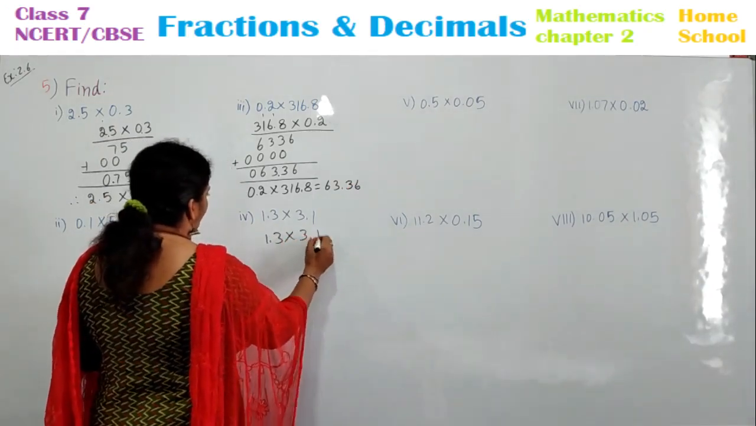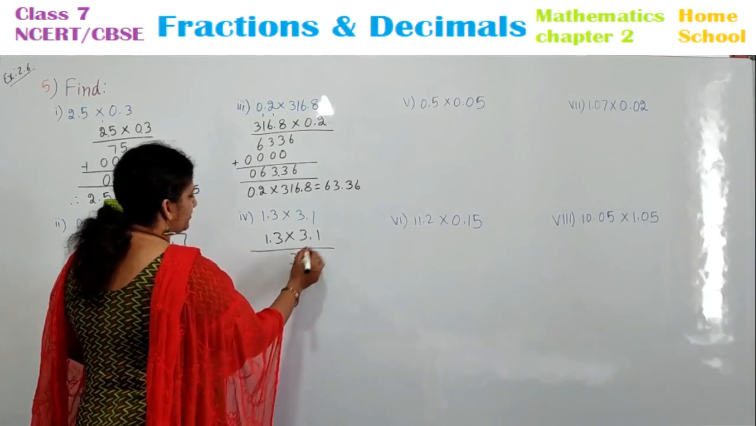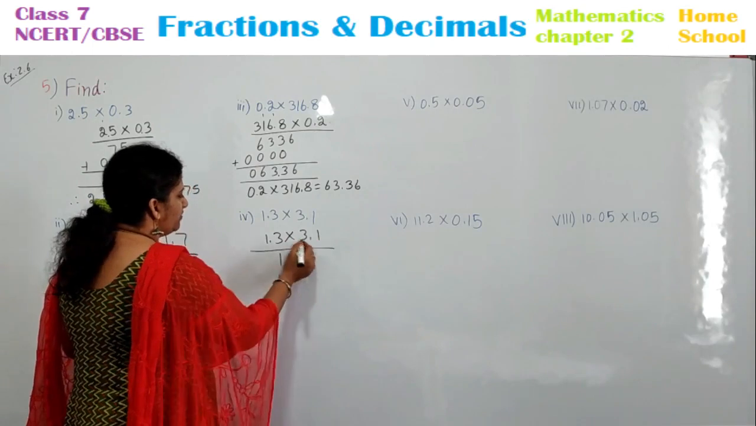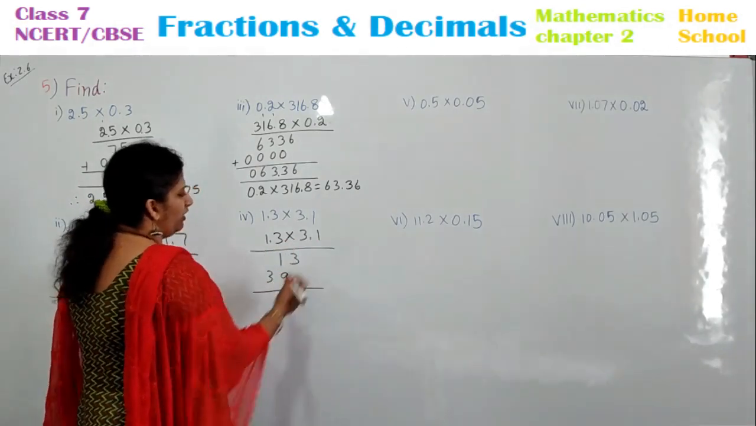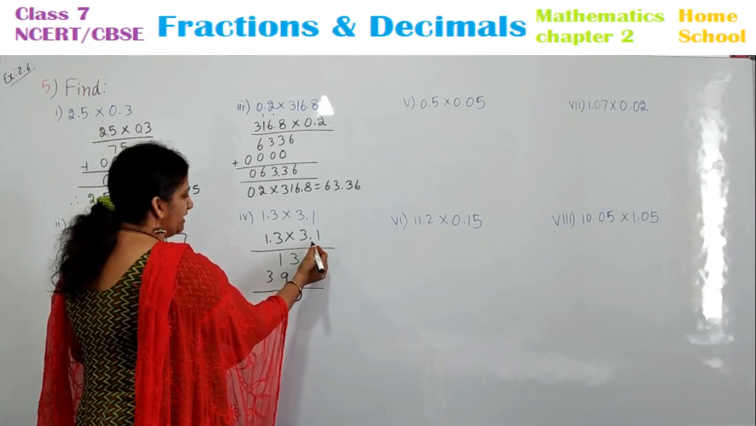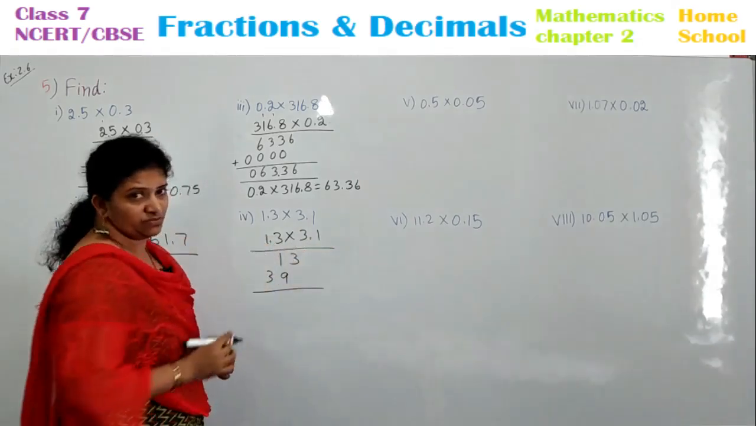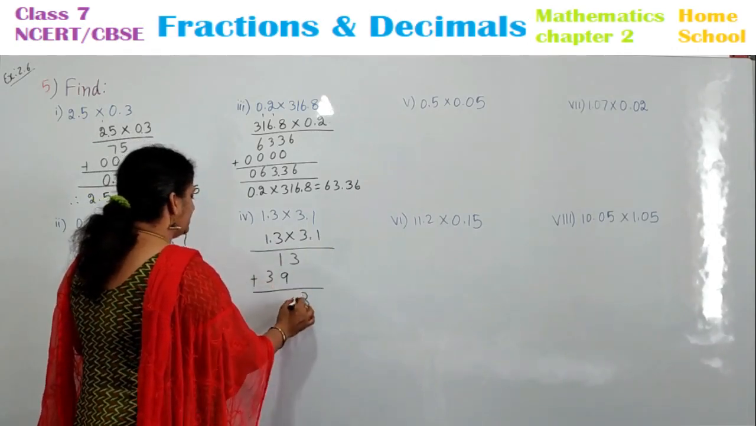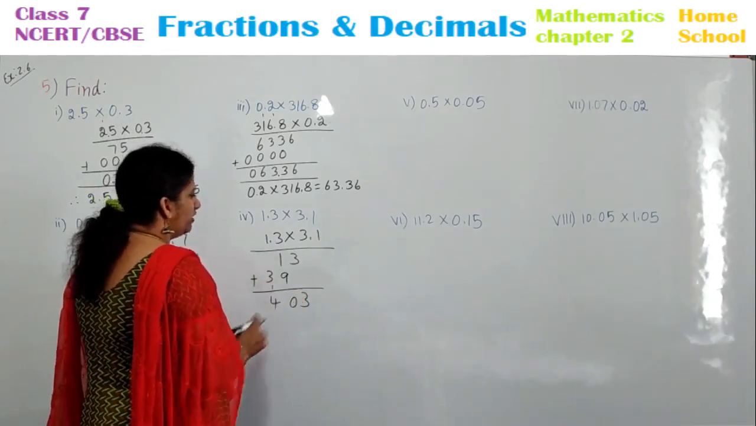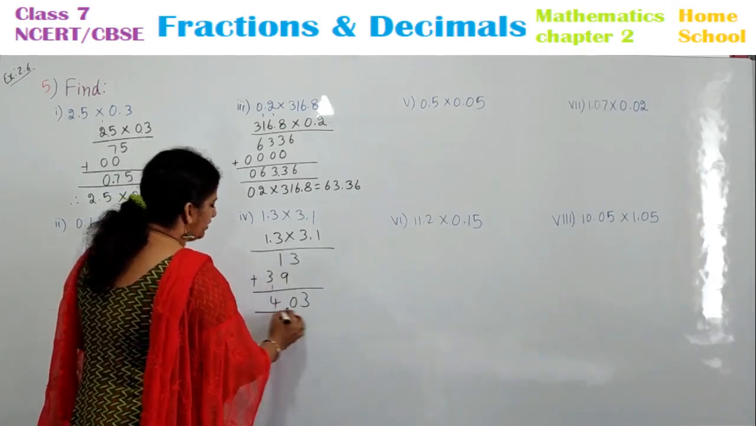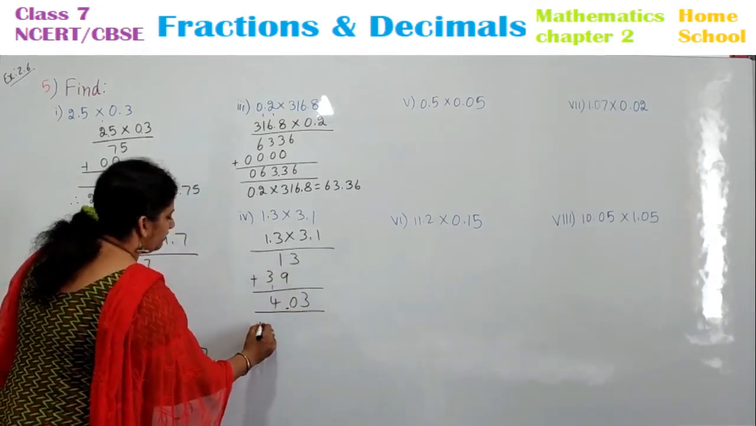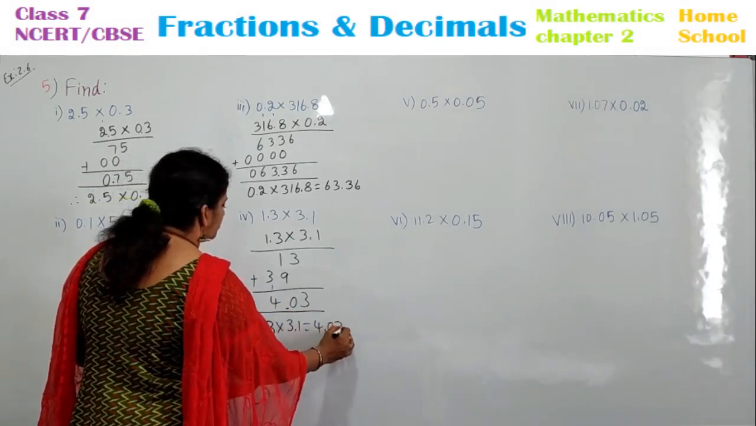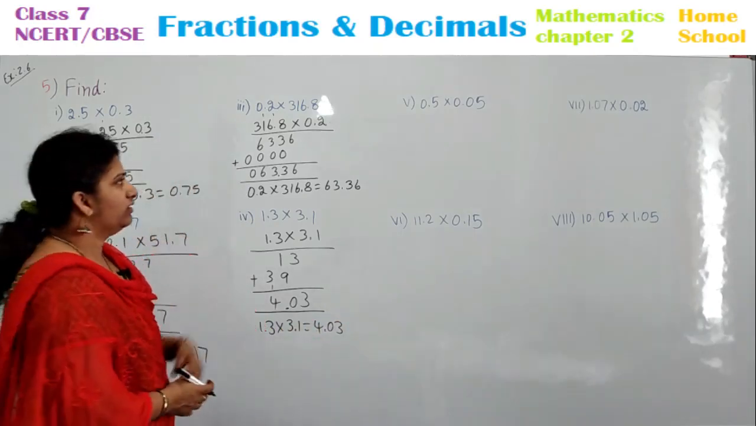1.3 into 3.1. 1 3s are 3. 1 1s are 1. Then multiply with this number. 3 3s are 9. 3 1s are 3. Okay. See the decimal point. After one decimal and here after one decimal, 1 plus 1, 2. Now add this. 9 plus 1, 10. 1 carry. 3 plus 1, 4. After two decimal points, put a point here. So that will be 1.3 into 3.1 is equal to 4.03 is your answer. Okay. Look at the fifth one.